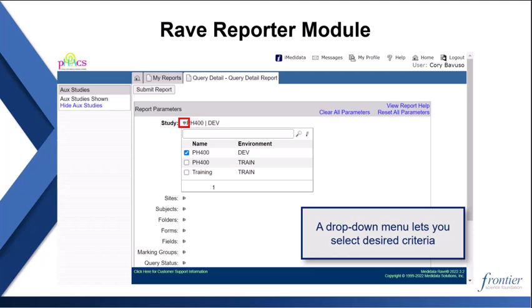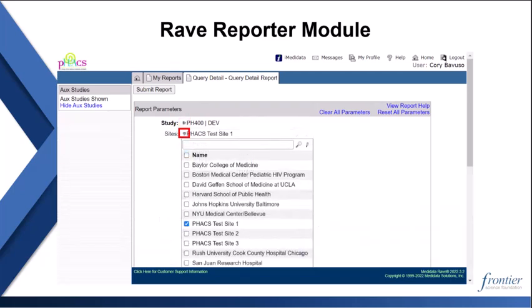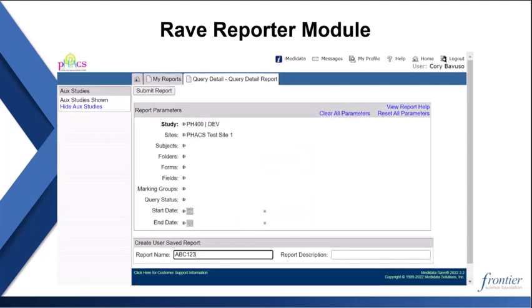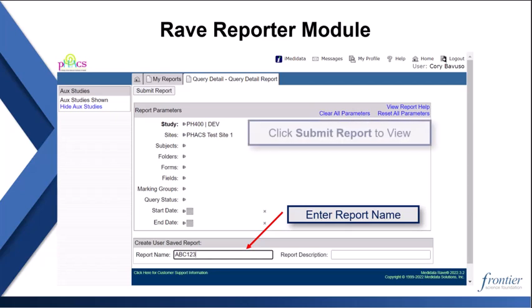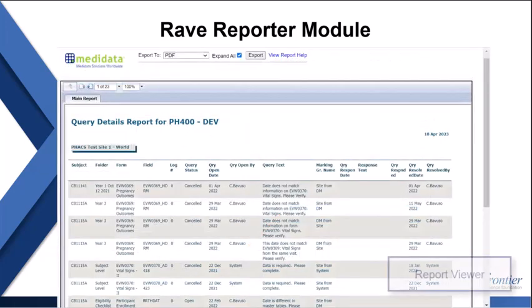In this example, we will also filter by site. From the drop-down menu, FACTS Test Site 1 has been selected. Next, you may enter a report name. Click Submit at the top of the page to view the report. The report is generated and displays within the report viewer, which is seen here.